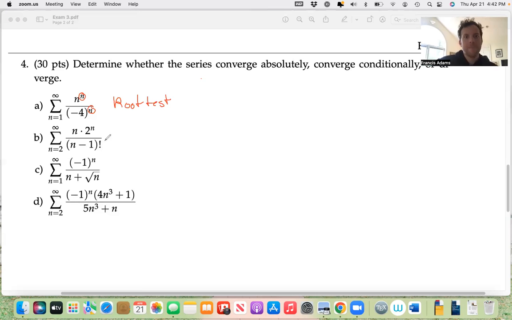In B, we have a factorial, and that on its own really says probably the ratio test, unless there's some good reason not to. And that good reason might be you try and it doesn't work somehow. But that's the first thing that jumps into your head, that factorial, and that there's multiplication around. So that says the ratio test.